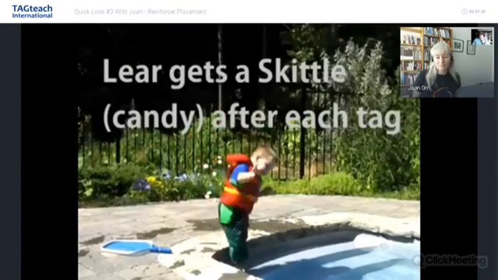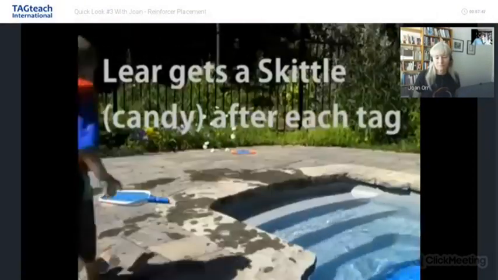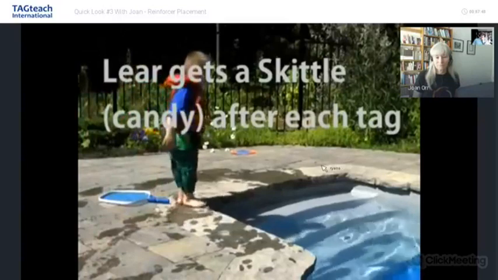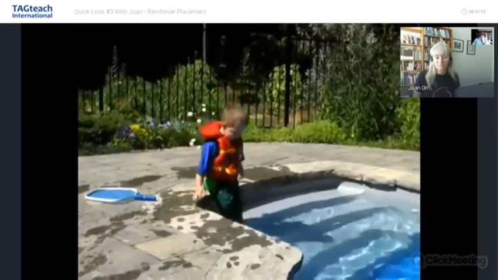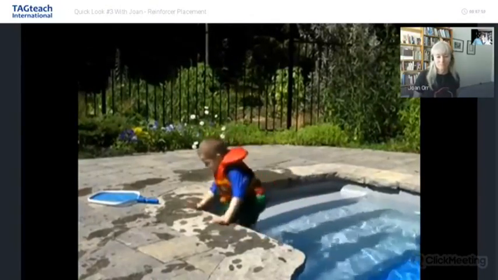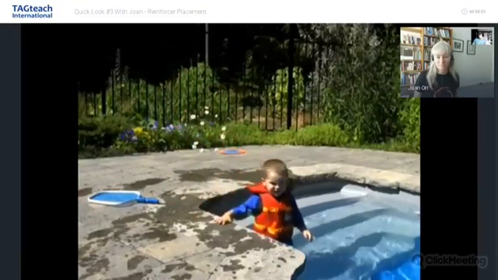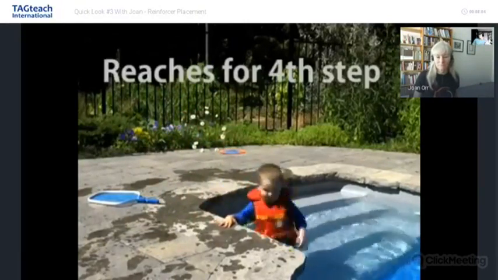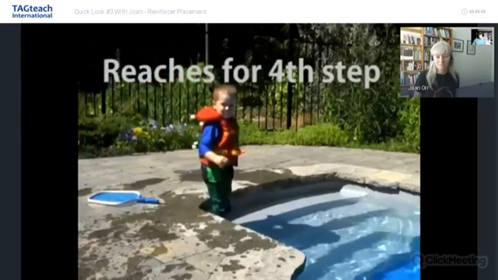The tag point is go to the second step. Okay, the tag point is go 3 steps. Tag point is go 4 steps.